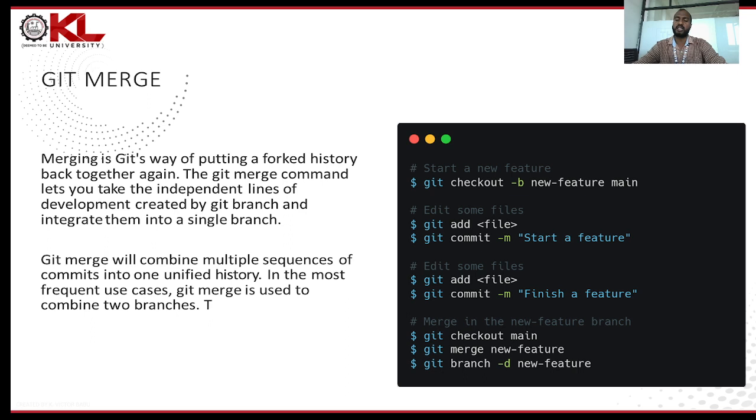What is the one thing you understand here? An existing file is already there, right? If you want to take the additional feature into my existing project, then I'm using git merge new feature. That's what they are telling.